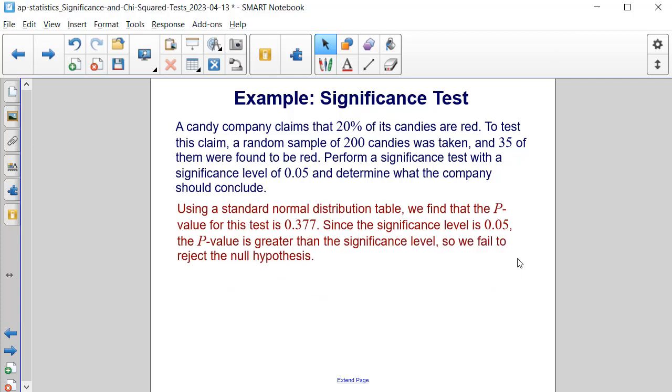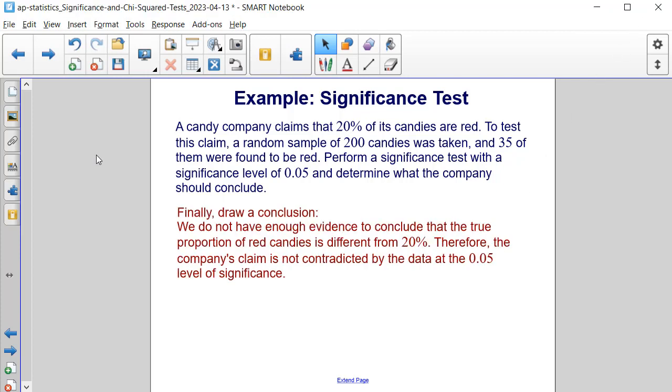Using a standard normal distribution table, we find that the p-value for this test is 377 thousandths, and since the significance level is 0.05, the p-value is greater than the significance level, so we fail to reject the null hypothesis. The final step is to draw a conclusion.